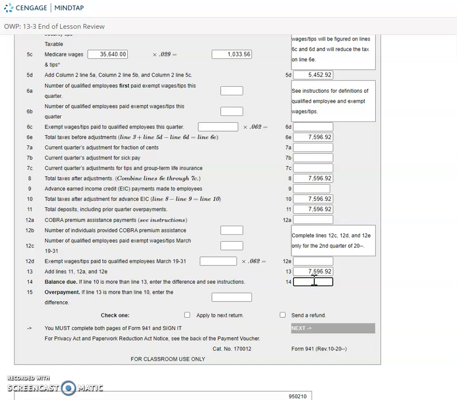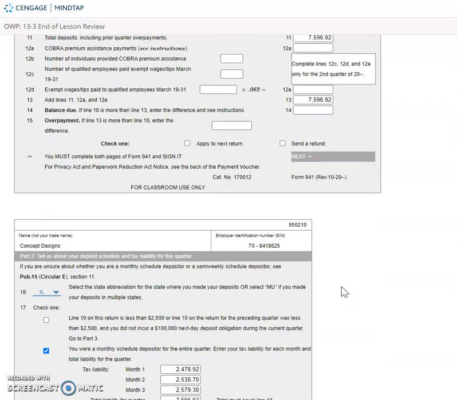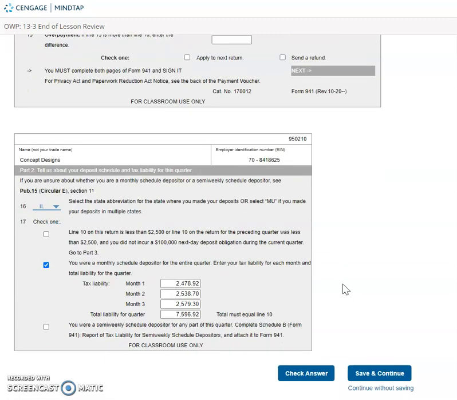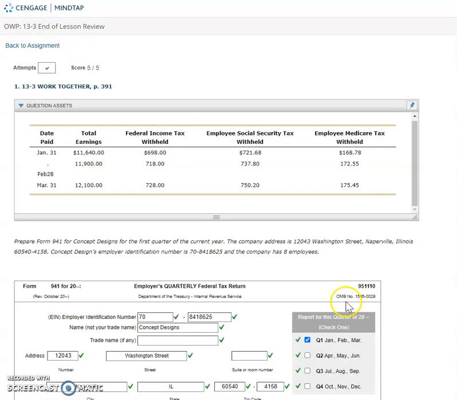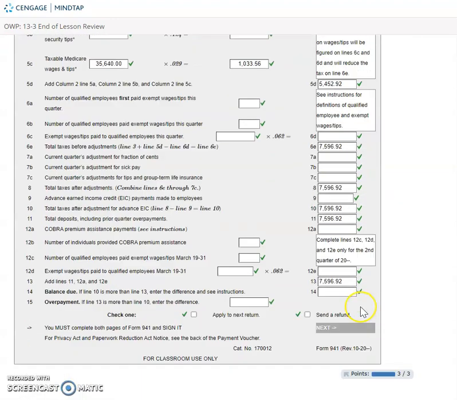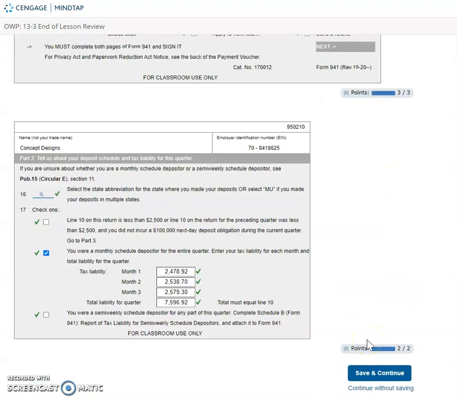Balance due, then, it says if line 10 is more than line 13, enter the difference. Well, these are just 0. We're subtracting, so it's just 0. Okay. That is all we need to fill in then. So that is the end of the 13.3. Everything looks good. You can now go on to the on your own.